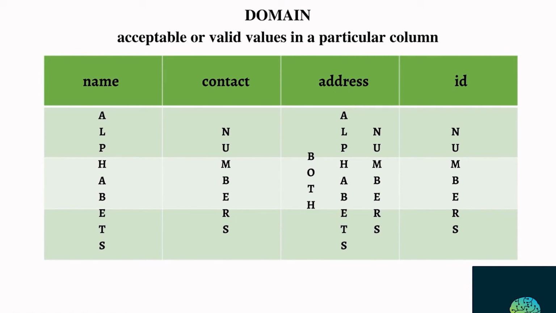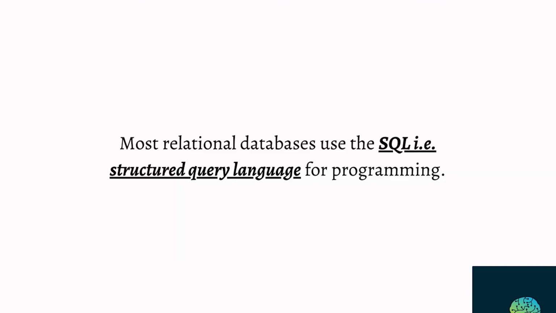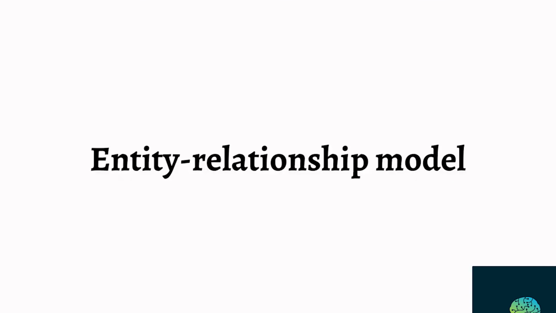Now, we cannot just fill any value in any row or any column. We need to define a domain. Domain represents the acceptable or valid values in a particular column. That means the name attribute cannot have numbers or the contact attribute cannot have alphabets, but the address attribute has to have both alphabets and numbers. Most relational databases use SQL, that is structured query language, for programming.